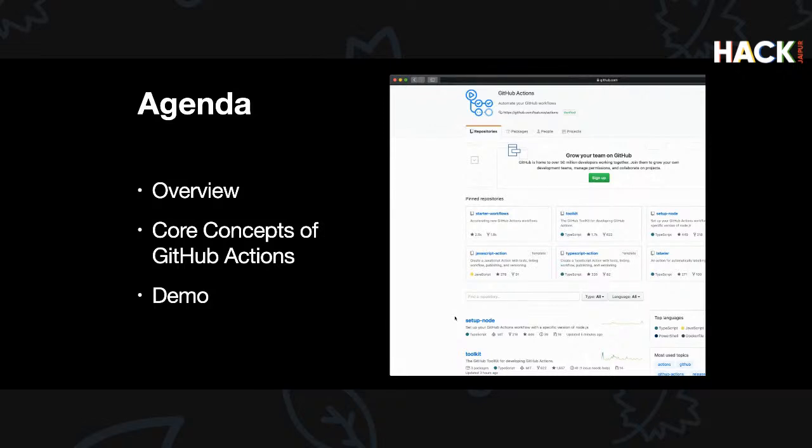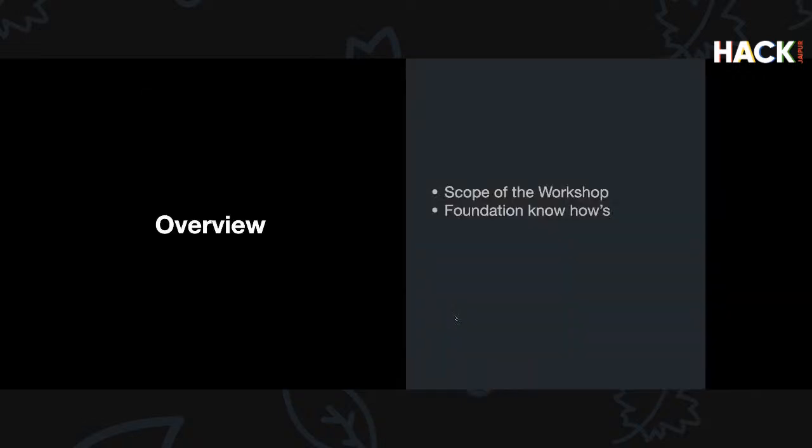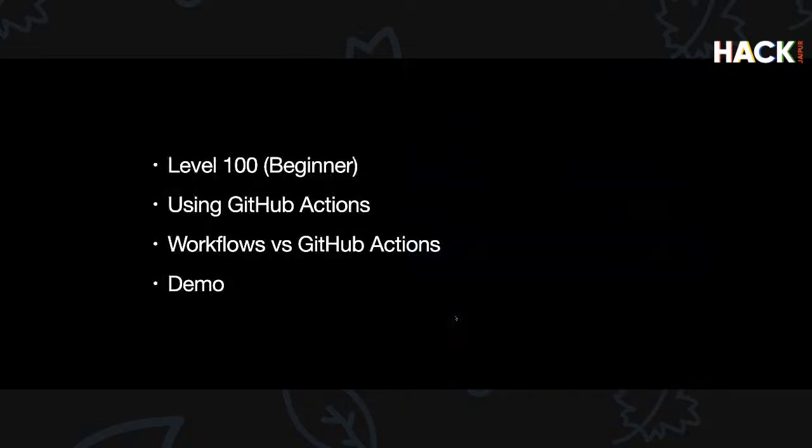All right. So let's go with the overview. The scope of the workshop is going to be level 100. When I discussed with the hackathon team, they said it's going to be more on sophomore students, so a beginner level would be good enough. The discussion would be around how you would be using GitHub Actions inside of a repository that you would be creating and maintaining.